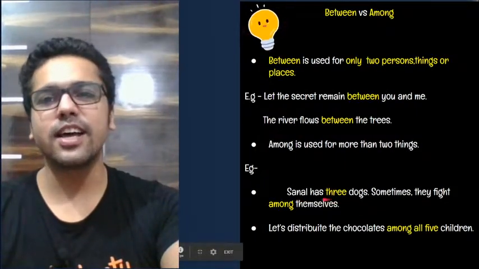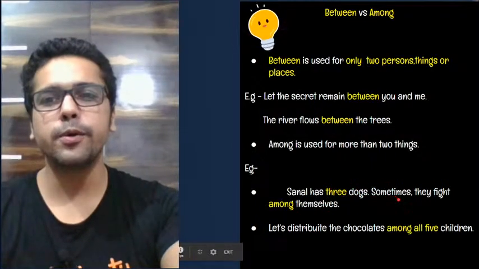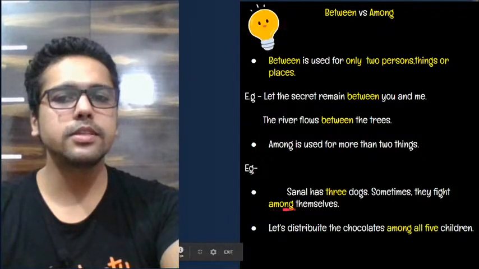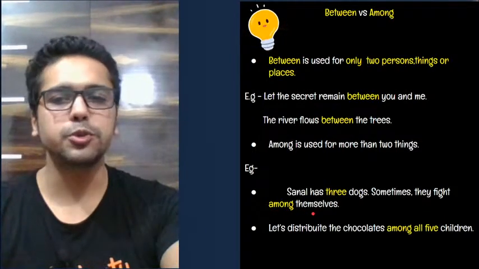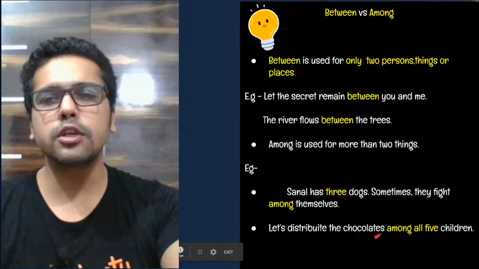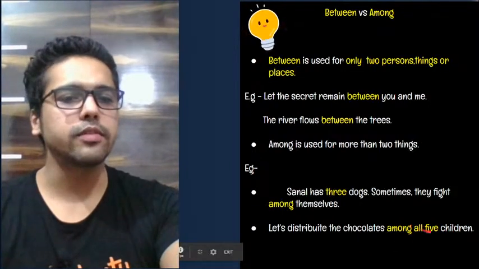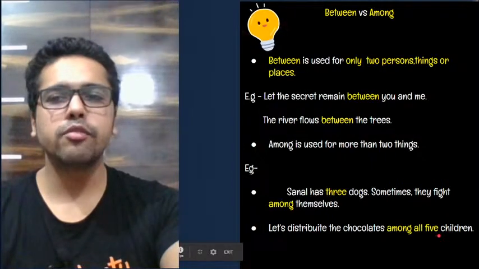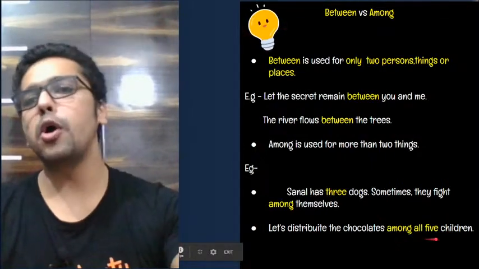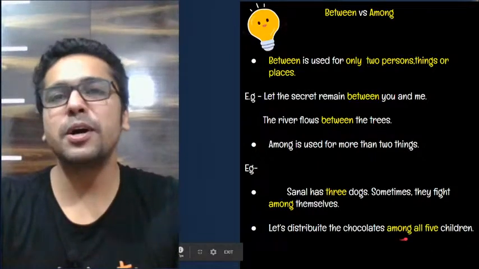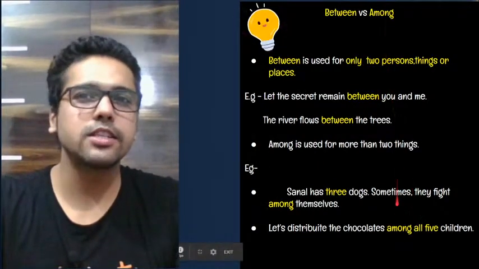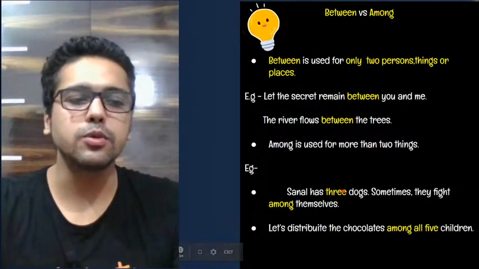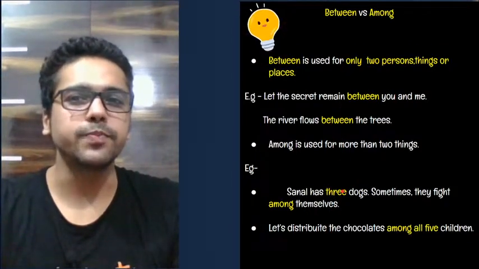Perfect. So look at this here. Sanal has three dogs, which is of course more than two. Sometimes they fight among themselves. Why among? Because it's more than two. Let's distribute the chocolates among all five children. Look at this here. Because it's again more than two. So we are saying five. Let's distribute the chocolates among all five children. Among all five, not between five. So that's the basic difference between the use of between and among prepositions.